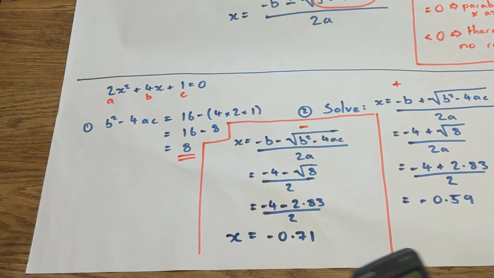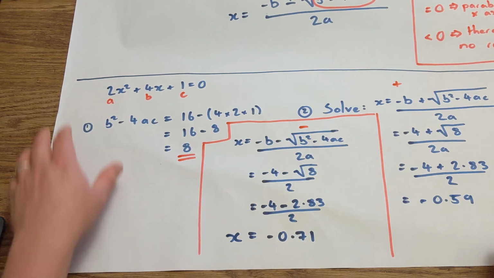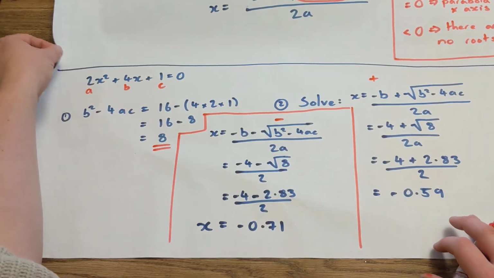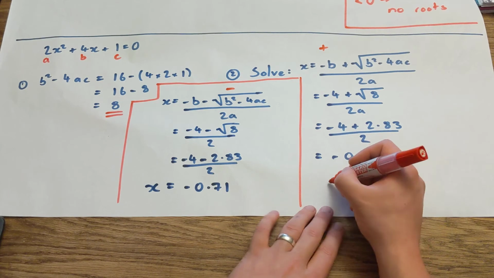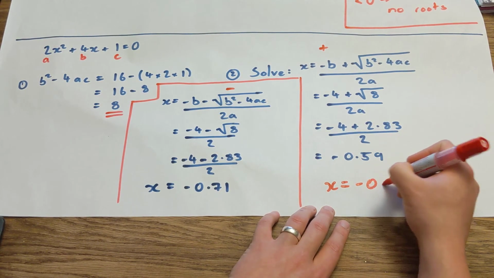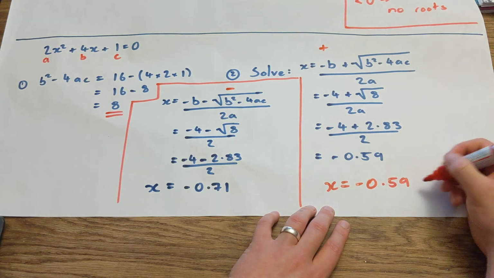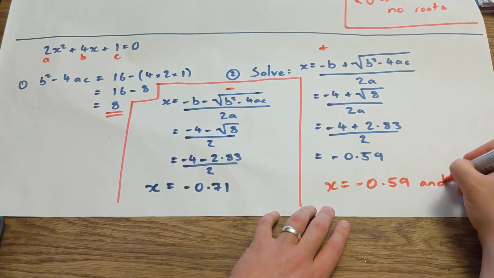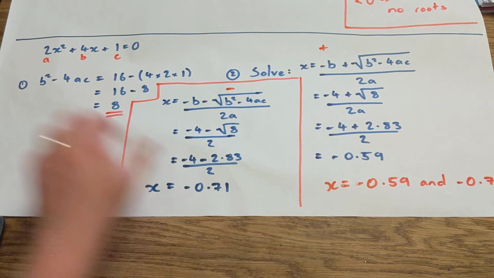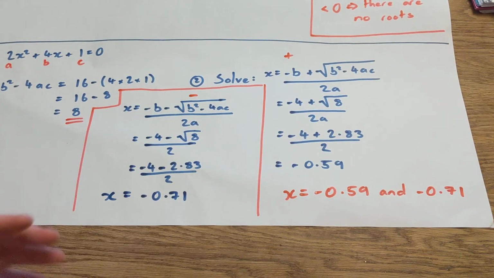Again, to 2 decimal places, okay? And there, that is us solved the equation, okay? And the way we'd write this as a final answer would be x equals either negative 0.59 and negative 0.71. Okay, and there we have solved that equation.